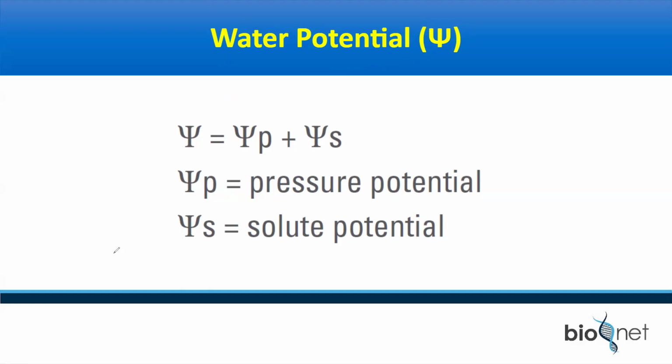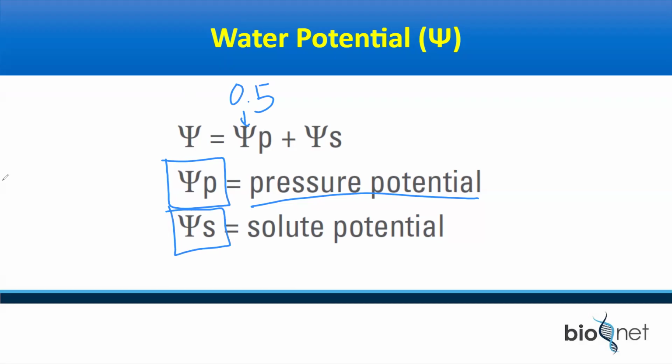Something to note first, the pressure potential will always have to be given to you. They will have to tell you the pressure is blank. Let's say the pressure is 0.5. They'll have to tell you that. The solute potential is the only one that you'll be responsible for calculating. But we're going to look at how we understand the pressure and solute potential before we keep going.